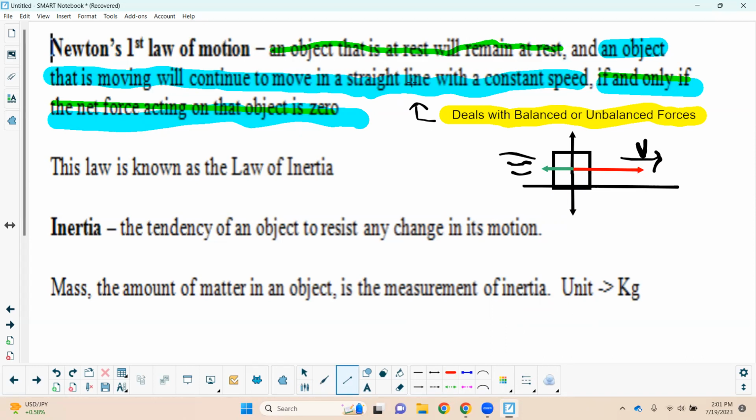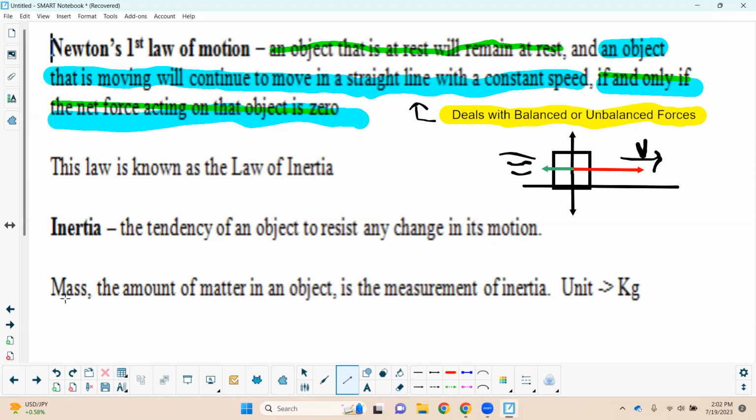It would be accelerating, and that is also implied by Newton's first law, even though it's not stated, it's implied. So it's known as the law of inertia, and the definition of inertia is just the tendency of a body to resist any change in its motion. So whatever it's doing, it just wants to keep doing. If it's at rest, it wants to stay at rest. And if it's moving, it wants to keep moving. So that's what inertia is.